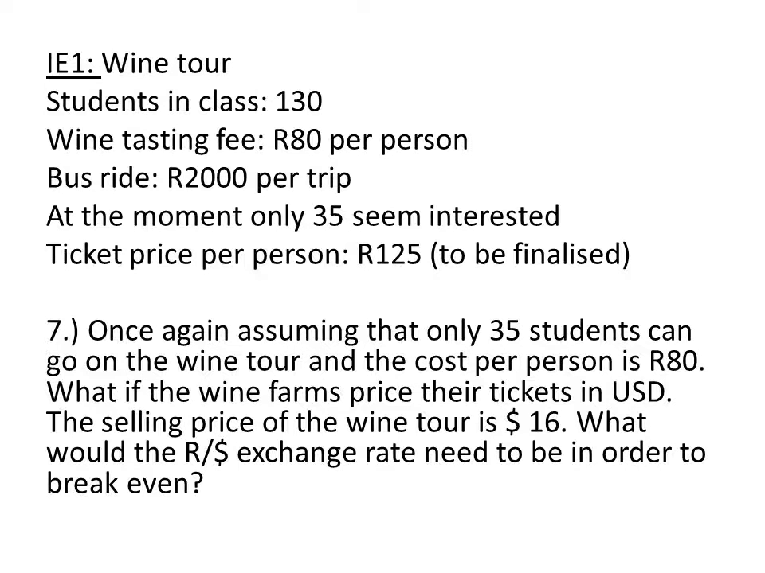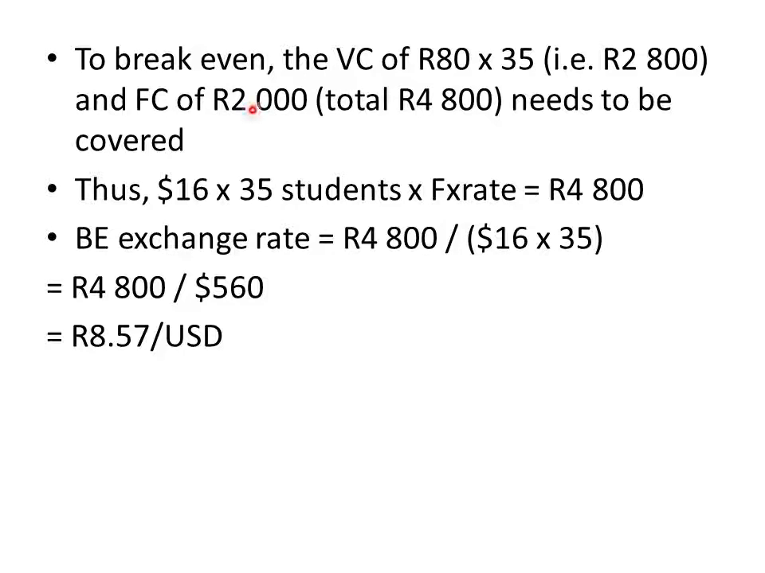What cost do we need to cover? We need to cover the bus ride of 2,000 Rand, the fixed cost, as well as the variable cost of 80 Rand per person times 35 students, so 2,800 Rand. So in total we need to cover 4,800 Rand with our 35 students' ticket fares. Now we know we are receiving $16 for each student. That equates to 560 US dollars, and that needs to cover our 4,800 Rand in total costs. So if you divide the costs by the dollar amount, you get the exchange rate that we need in order to cover our total cost, or in order to break even.